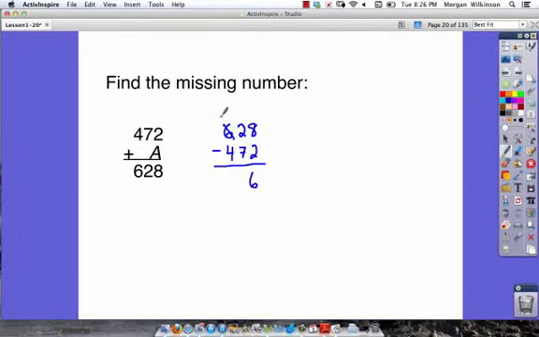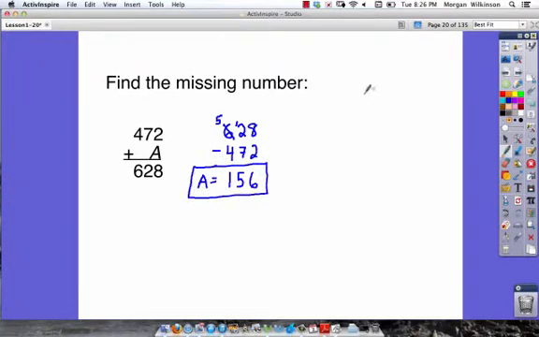We're going to borrow from the 6. We've got 5. We now have 12 in the 10 spot. 12 minus 7 is 5. And 5 minus 4 is going to give us 1. So we've got 156. A must be equal to 156. And we've got our final answer.